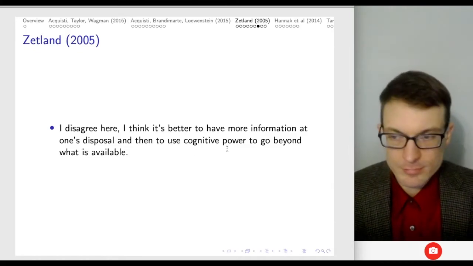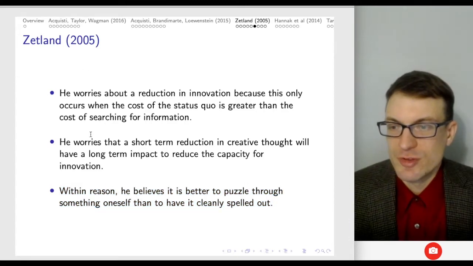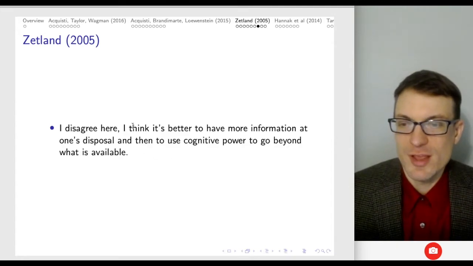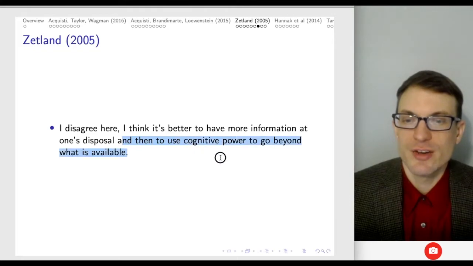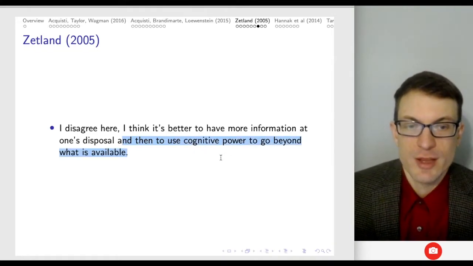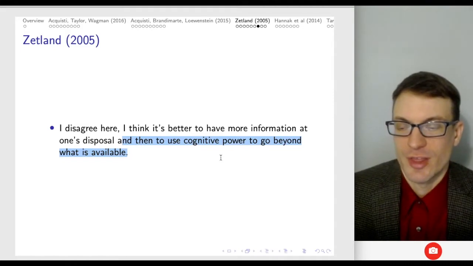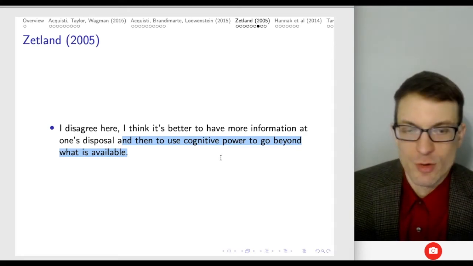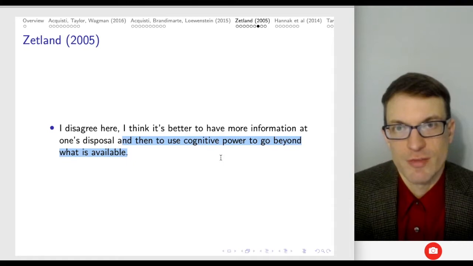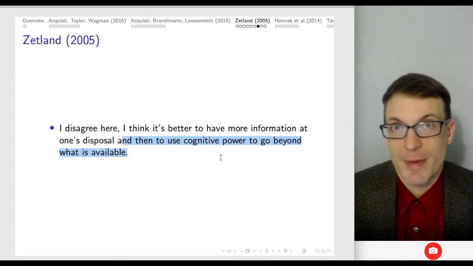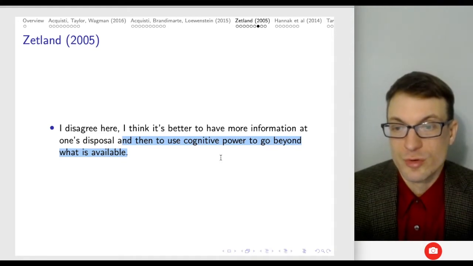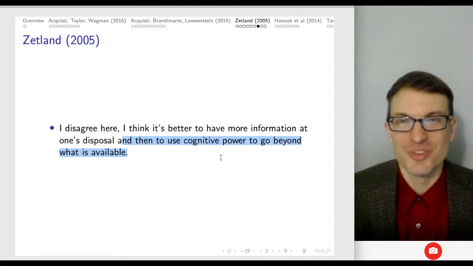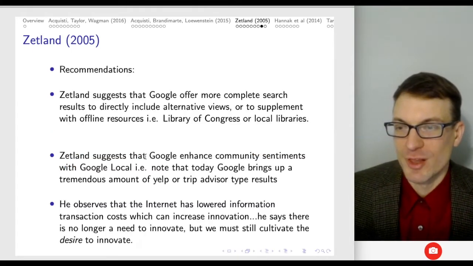Okay, so relative to Zetland here, talking about how we're going to get a reduction in creative thought, a reduction in innovation, I disagree. It's better to have more information at one's disposal and then use cognitive power to go beyond what's available. I think that's right. It's better to have this wealth of information and then, like a relay, pick up where other thinkers have left off and then go further. But that depends on the individual's own composition and what they're interested in, what their goals are. Are your goals just to find answers, or are your goals to answer new questions, and develop new answers and new knowledge?